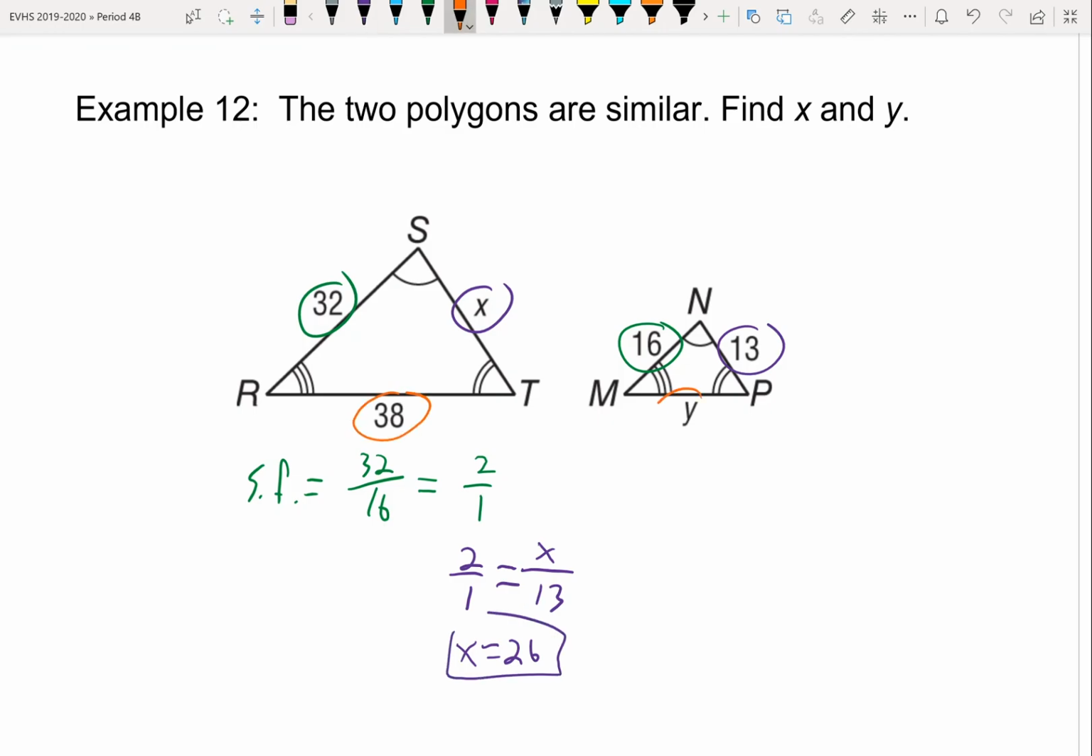Now let's do the 38 and the y. Scale factor 2 over 1 equals, what goes on top now? Y. 38 over y. Cross multiply, 2y equals 38. Divide by 2 tells you y equals 19.